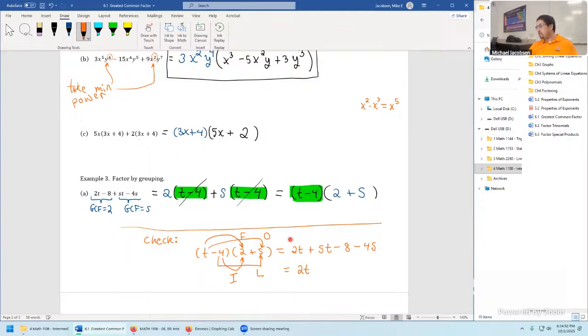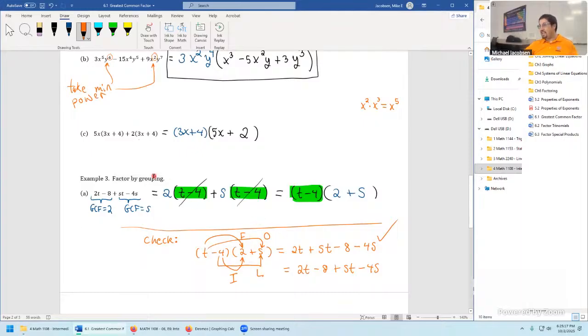This is just the same as 2t. Let's bring in that first, minus 8 plus st minus 4s. So the check is complete here, but this is just to make it easier on our eyes. It's now in the same exact order as how the problem came. So factoring by grouping, really it's just a way to undo the FOIL method.